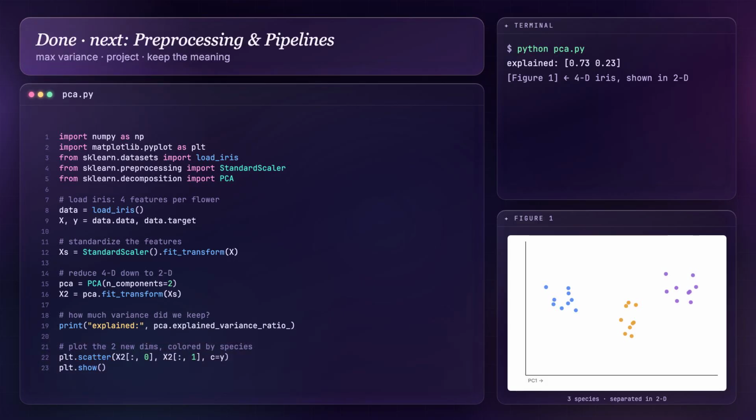And that's PCA. Find the directions of greatest variance, project onto a few of them, and keep most of the meaning in far fewer numbers. It's the go-to tool for visualization and compression. Next time, we stop studying single models and start assembling the full workflow, preprocessing and pipelines.